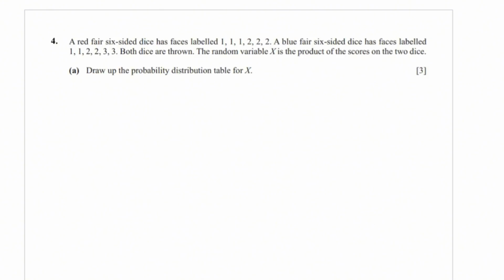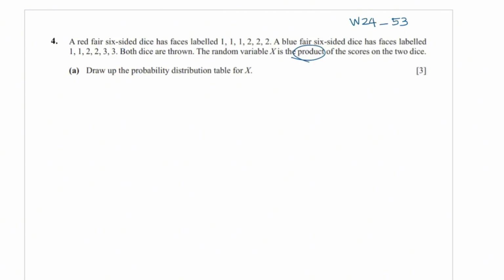This question number 4 is taken from the winter or November paper 2024, question paper 5-3. The situation here is a red fair 6-sided dice has faces labeled 111222, and then a blue fair 6-sided dice has faces labeled 112233. Both dice are thrown and the random variable x is the product, they are being multiplied, of the scores on the two dice. So draw up the probability distribution table of x.